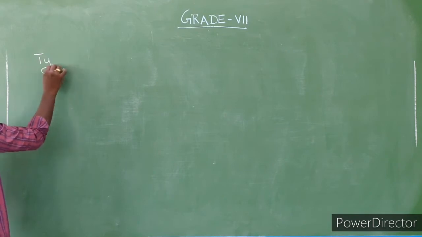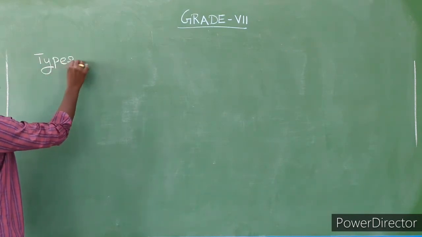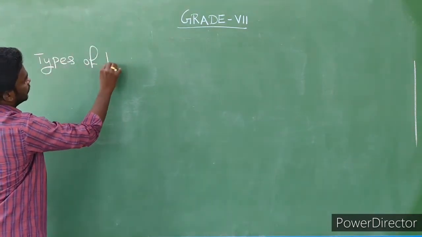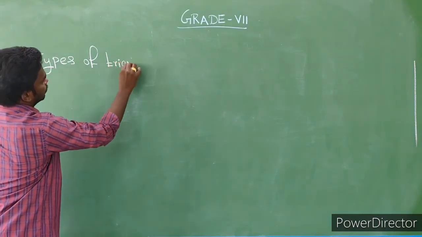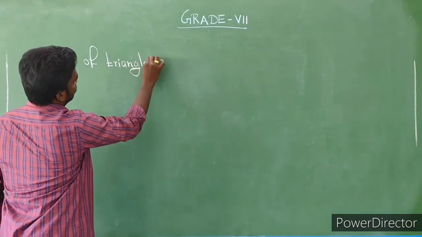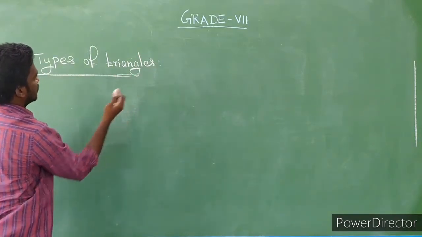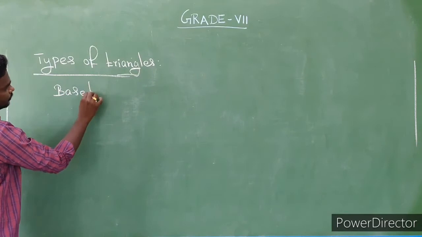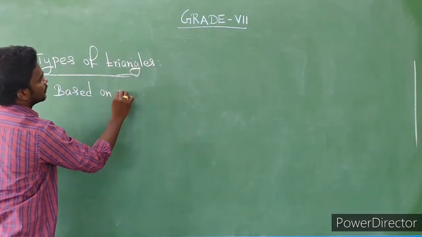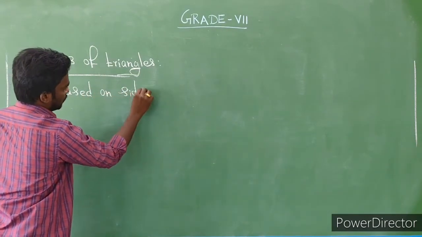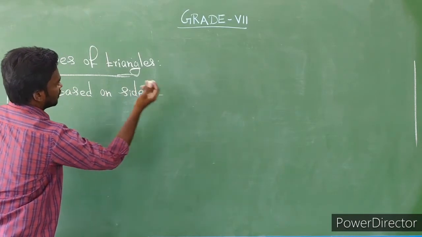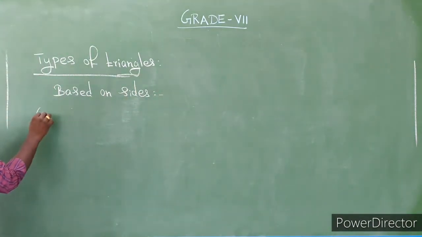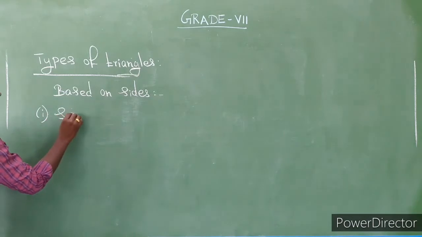Next, what are the types of triangle? How many types of triangles? We have 3 types of triangle based on sides. The first type of triangle is a scalene triangle.